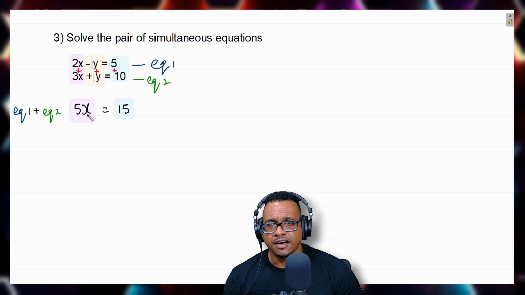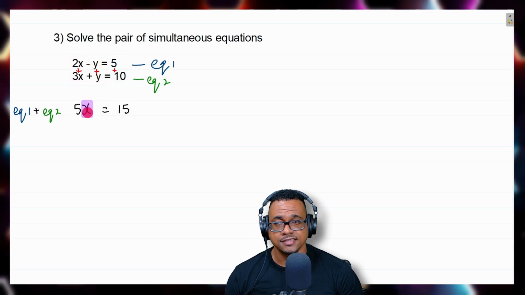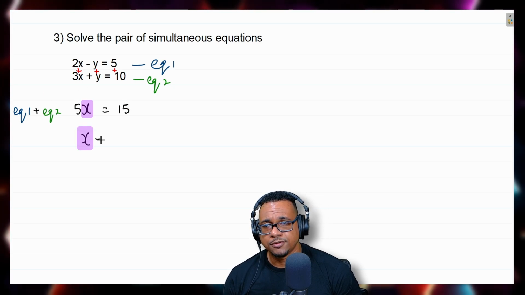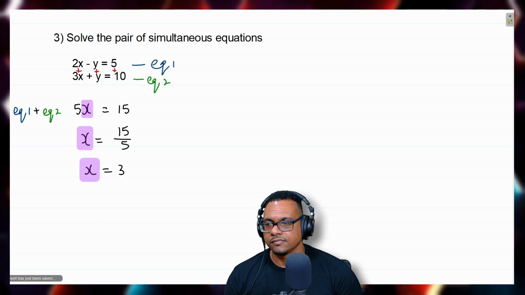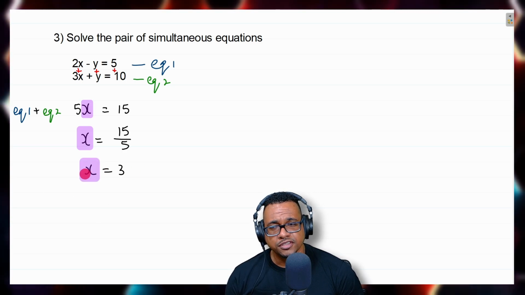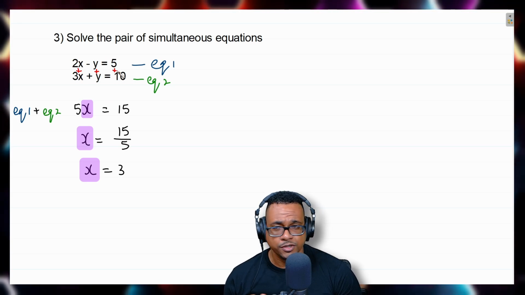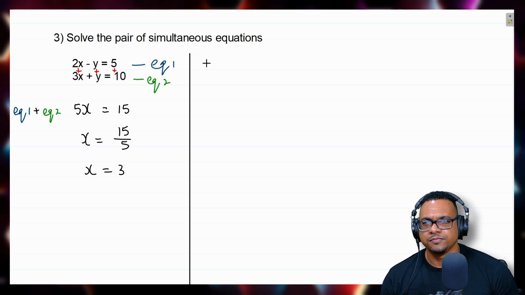Now it's simple. We have one unknown, so we transfer the 5 across because it's 5 multiplied by x. So when 5 goes across, it turns to division. So we have x is equal to 15 divided by 5. So x is equal to 3. And now we're going to take that x is equal to 3 and substitute it into either equation 1 or equation 2, any one you want. So this time I'll go with equation 2.